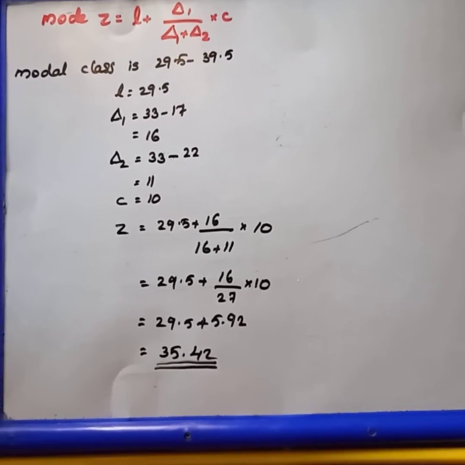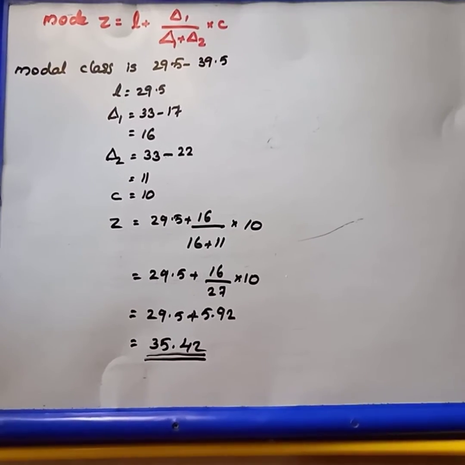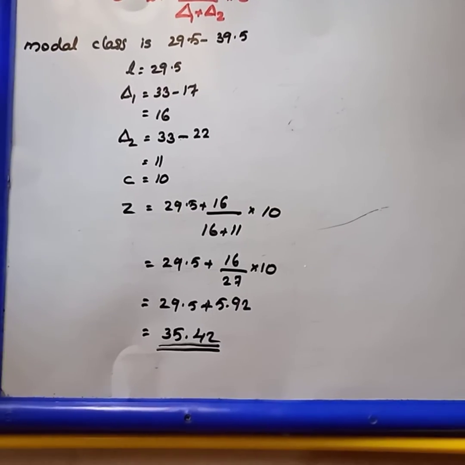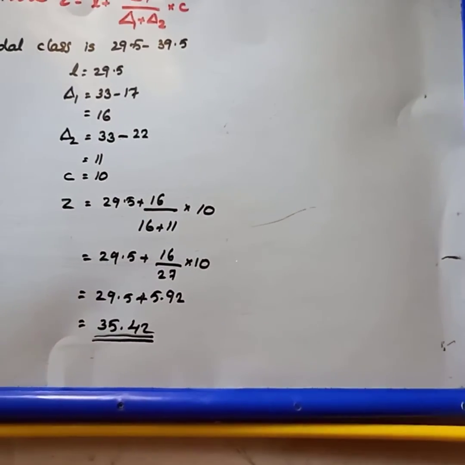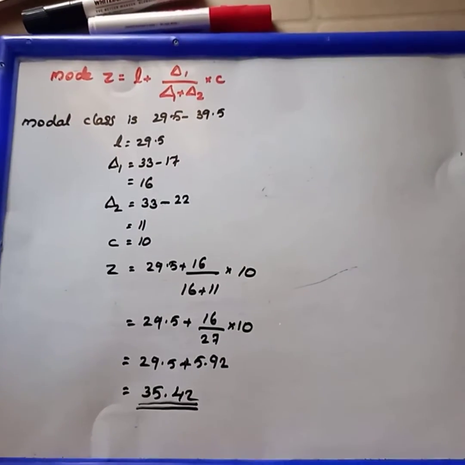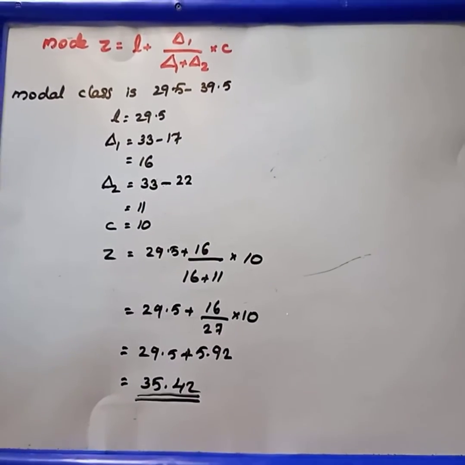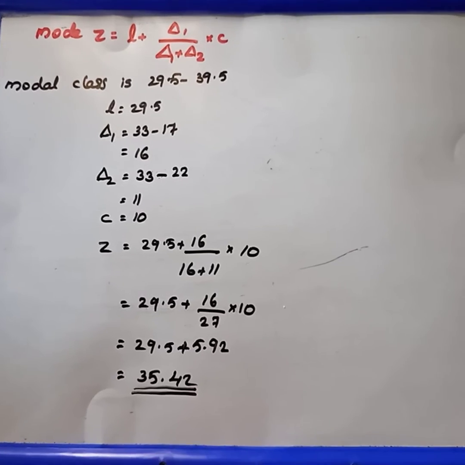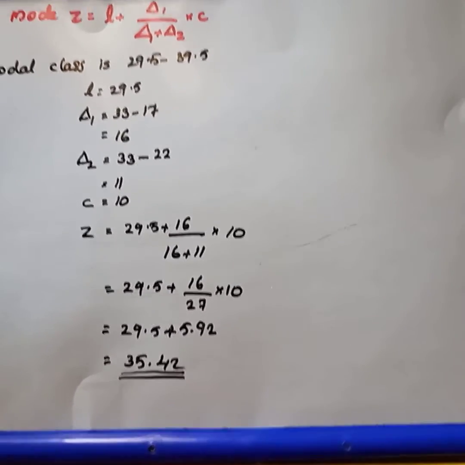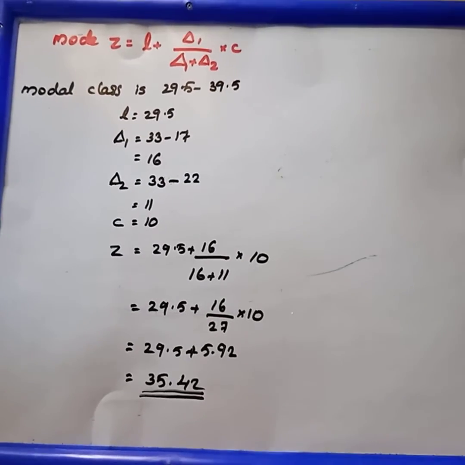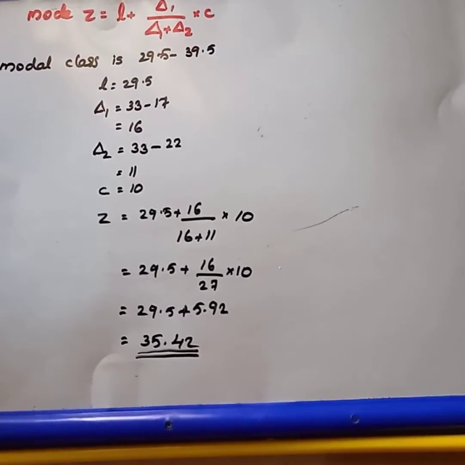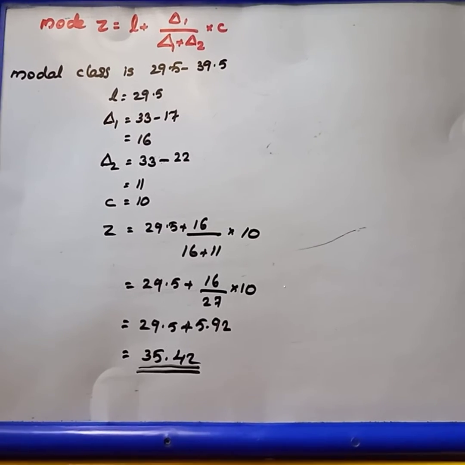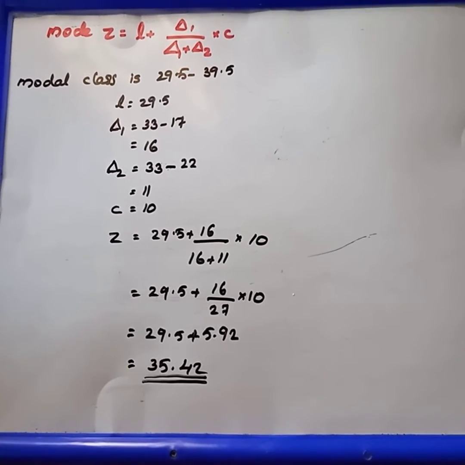Delta 1 is the difference between the frequency of the modal class and that of the pre-modal class, that is 33 minus 17, which is equal to 16. Then delta 2 is the difference between the frequency of the modal class and that of the post-modal class. It is 33 minus 22, which is equal to 11. C is the class interval, 10.